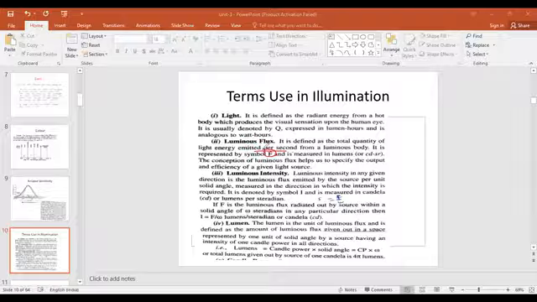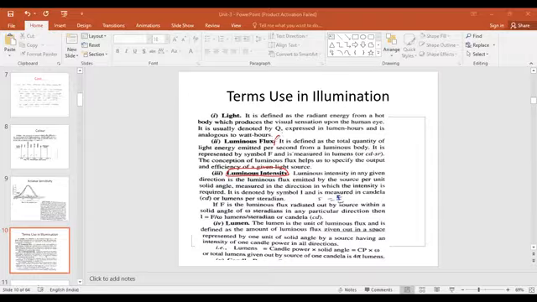It is represented by the symbol F and it is measured in lumen. What is the unit of luminous flux? Lumens or CD-SR. CD-SR, candela steradian. Okay, we will discuss when we see candela. The unit of candela is the unit of luminous intensity, and steradian is the unit of solid angle. Okay, that time we will again discuss this CD-SR as the unit of luminous flux. Then luminous intensity.